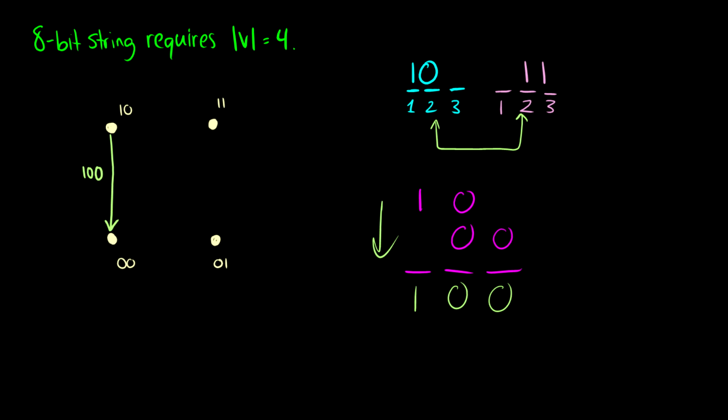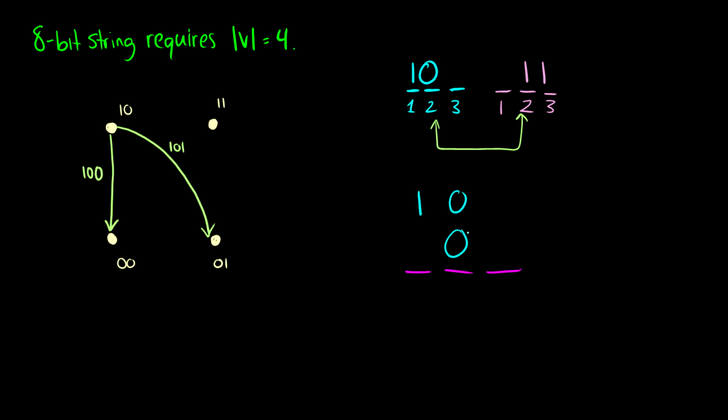Let's do another example here. We're going to go from 1, 0 to 0, 1. So we're going to get 1, 0, 1. So let's see how this works. We take the 1, 0 from the first number and the 0, 1 from the second number, or the second vertex, and this collapses down to 1, 0, 1.